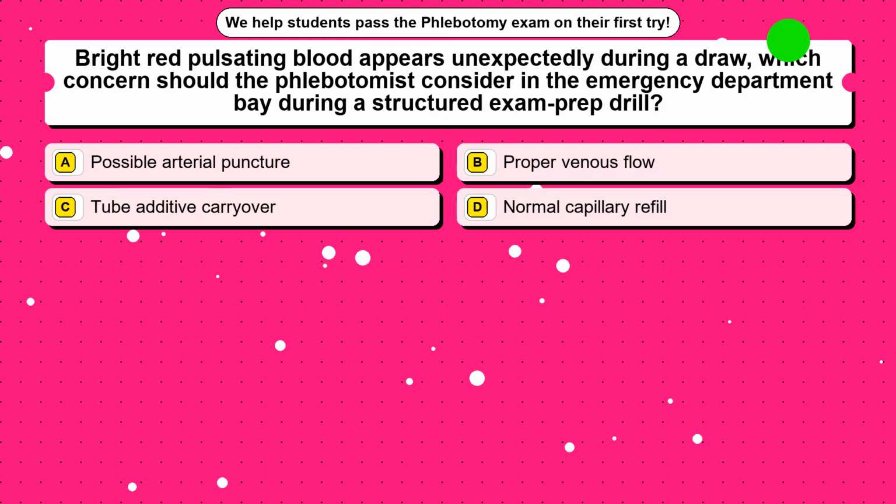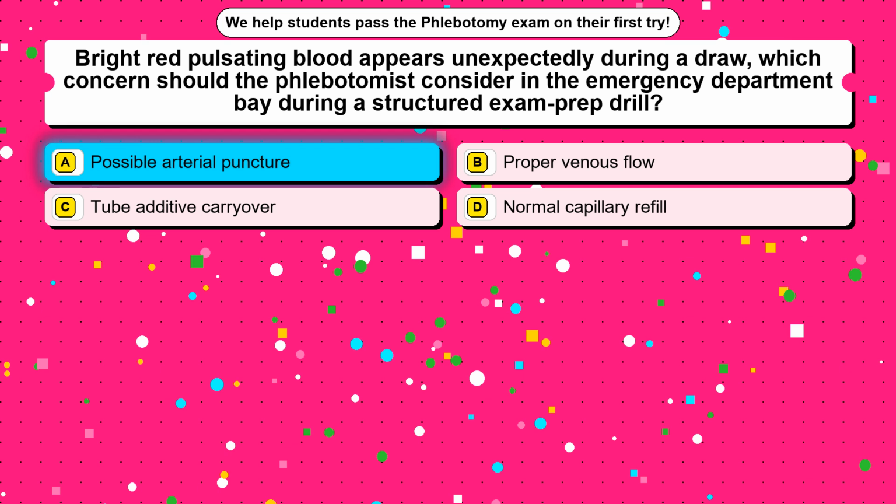Question 40. Bright red pulsating blood appears unexpectedly during a draw. Which concern should the phlebotomist consider in the emergency department bay during a structured exam prep drill? Option A. Possible arterial puncture. Option B. Proper venous flow. Option C. Tube additive carryover. Option D. Normal capillary refill.